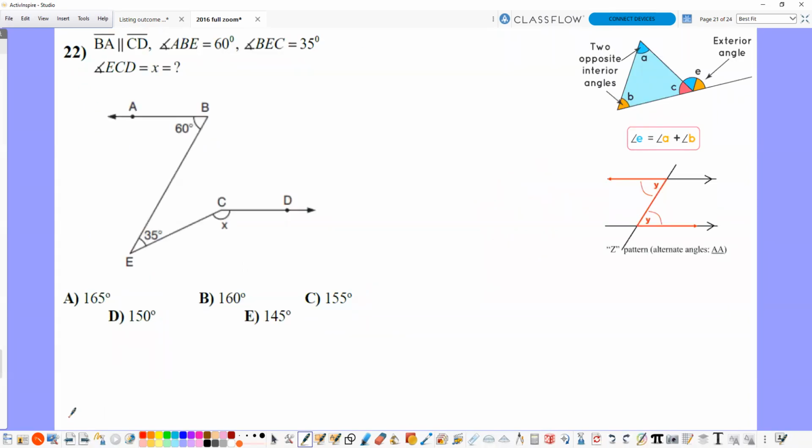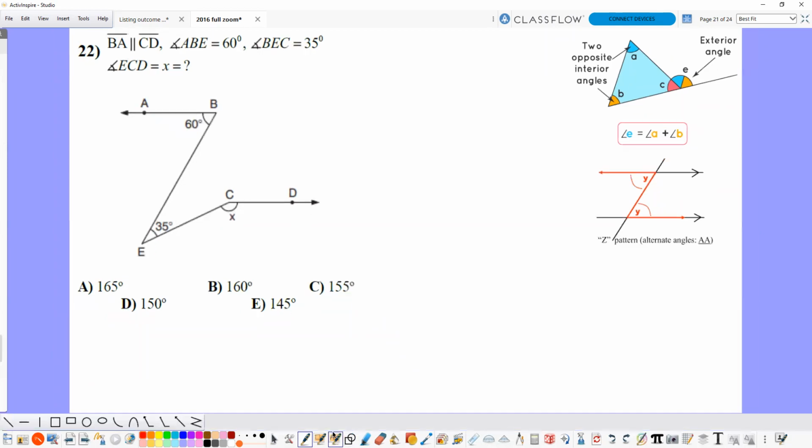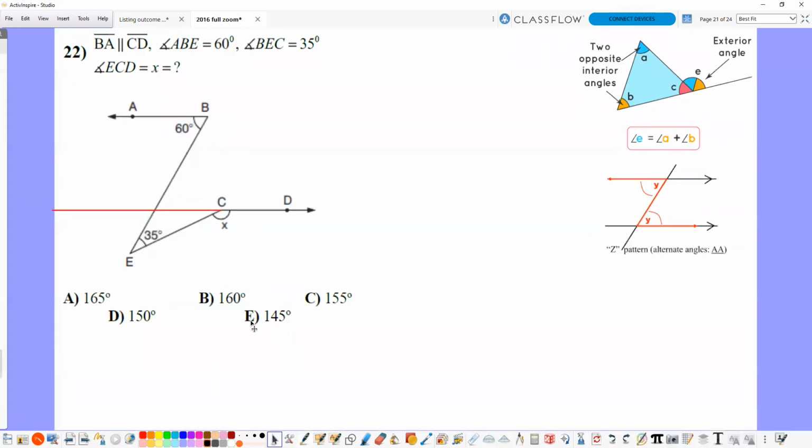Here, this question is related to parallel lines. I'm going to use the parallel line property. That's why I'm going to use this one. First, I'm going to draw one parallel line. From this point, it's going to start. And I'm going to draw one parallel line like this, which is the extension of CD.